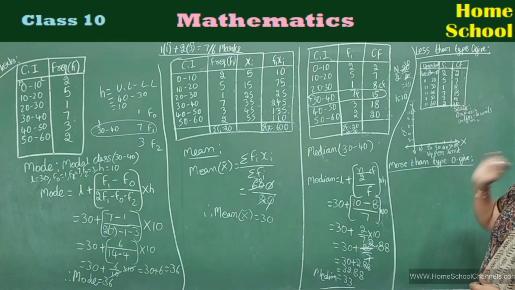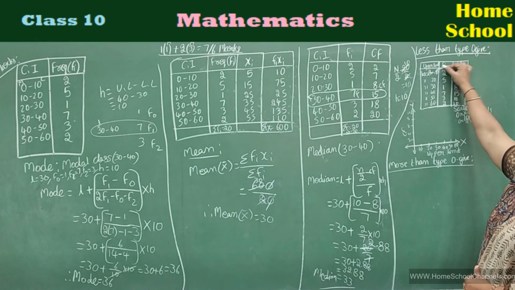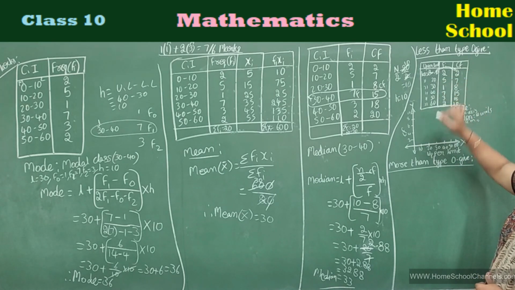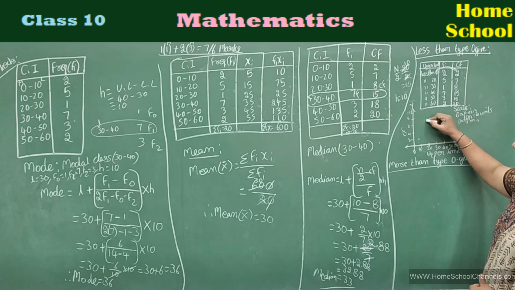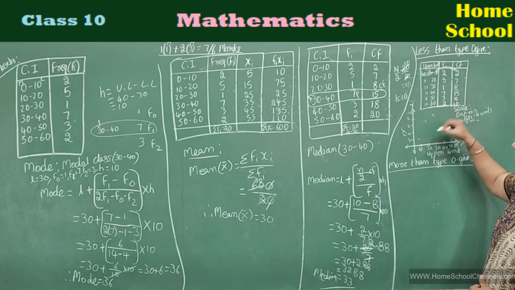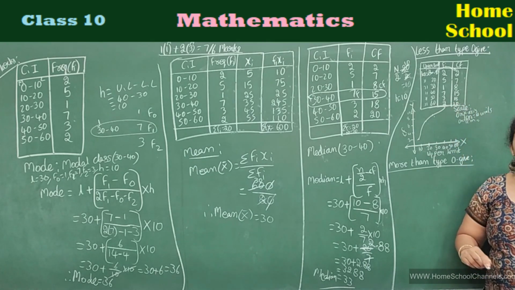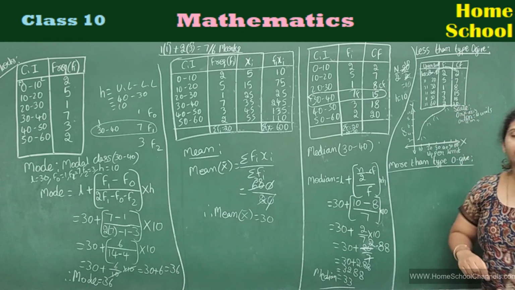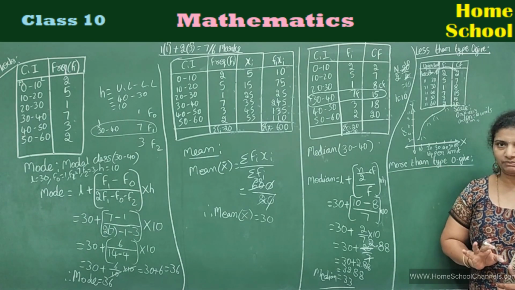Okay, so your graph, how it will be? Take these two as coordinates. 10, 2; 20, 7; 30, 8 like this. 10, 2, 20 means 7 here, 30 means 8 here like this. So your graph will be like this. This is less than type ogive. Okay, less than type ogive or a cumulative frequency curve of less than type.